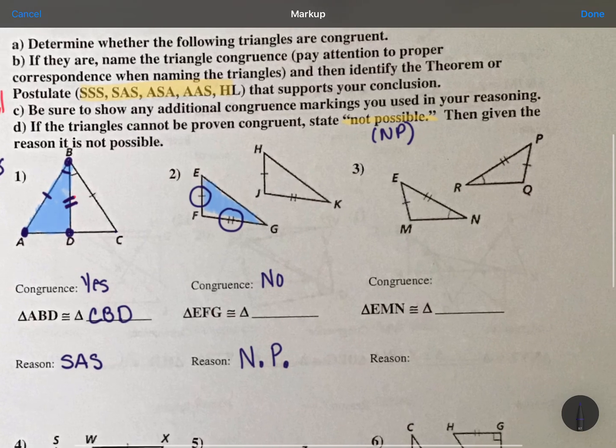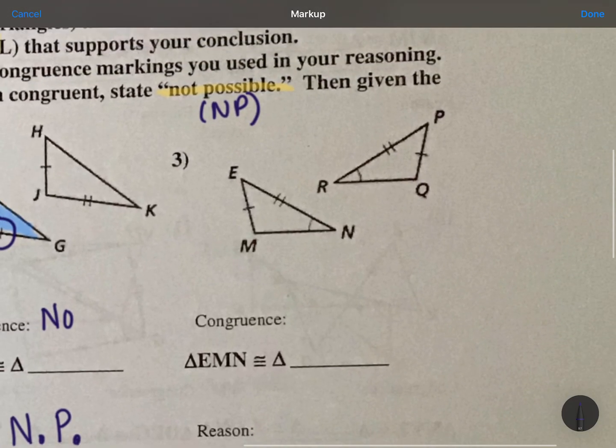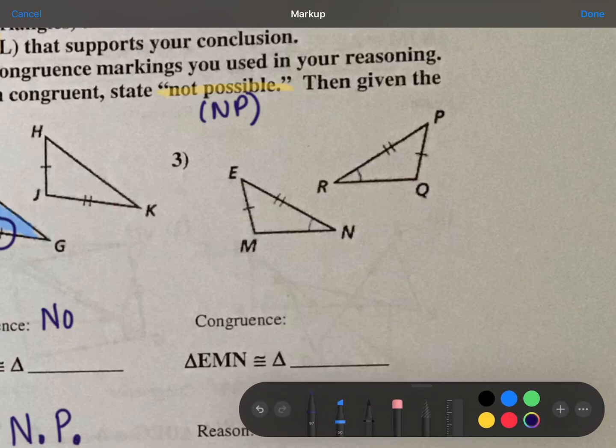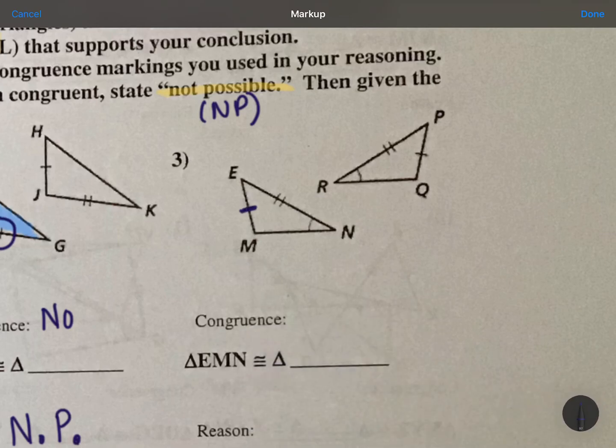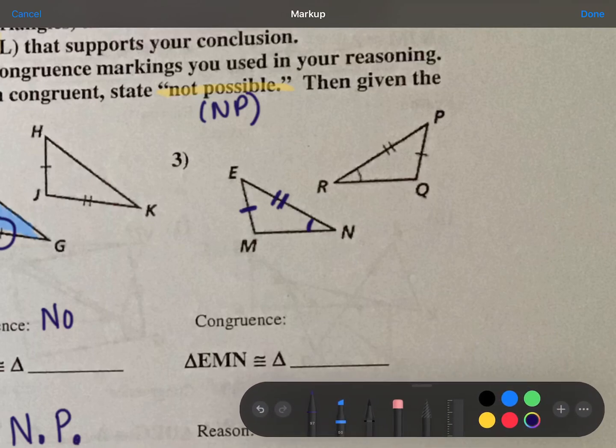All right, let's take a look at number 3. Remember, you want to ask yourself, do you have vertical angles or do you have a shared side? The triangles are not touching, so I don't have a shared side, nor do I have an X, so I don't have vertical angles. So then you want to ask yourself, do you have 3 things? I do have 3 things. I have 2 sides and a non-included angle.